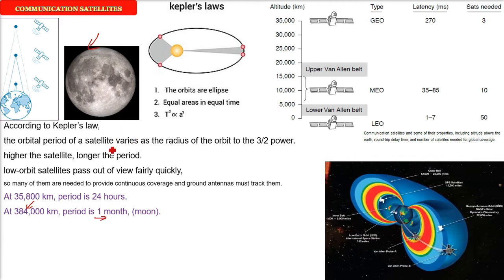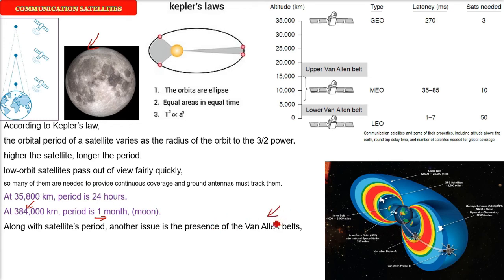Now one important factor to understand is the Van Allen belts, because the satellite period is one of the considerations. There is one more consideration or another issue, which is the presence of these Van Allen belts. What are these Van Allen belts? How do you know that the moon is revolving around Earth? Because of the magnetic field. Now Earth has magnetism, so there are layers of highly charged particles which are trapped by the Earth's magnetic field, and these are nothing but the Van Allen belts.